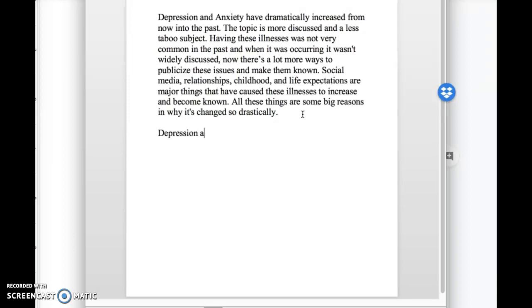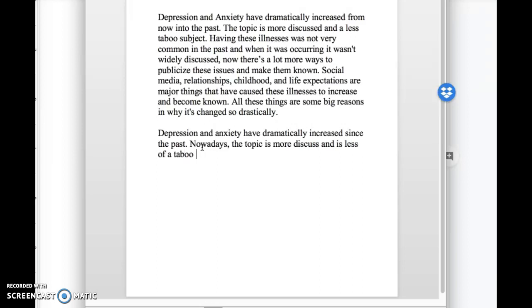So we're going to start with "depression and anxiety have dramatically increased," which is a great place to start. "Have dramatically increased since the past." That is just fine, because "increased from now into the past" seems a little bit weird, because you're saying it's increased in the past based on where we are now. And then you have "the topic is more discussed and a less taboo subject." Instead, try saying "nowadays the topic is more discussed and is less of a taboo subject."